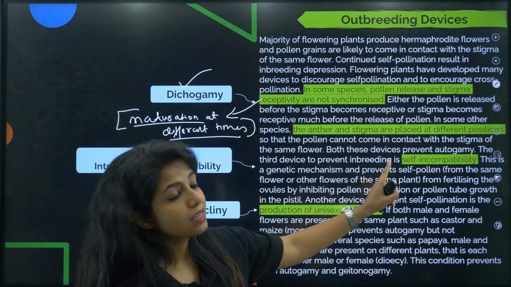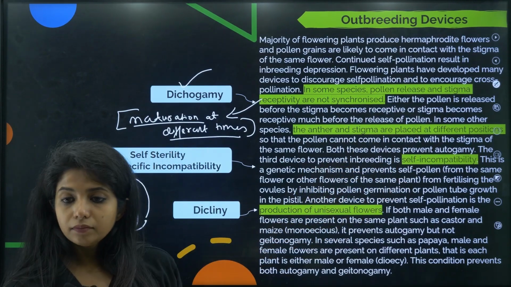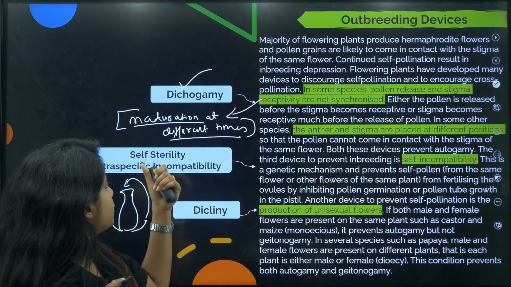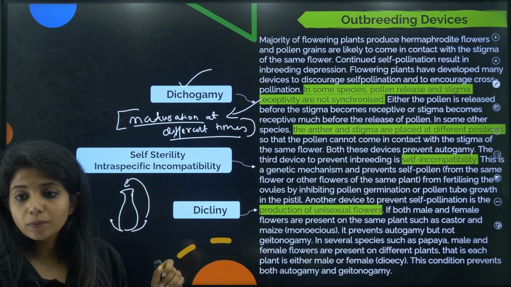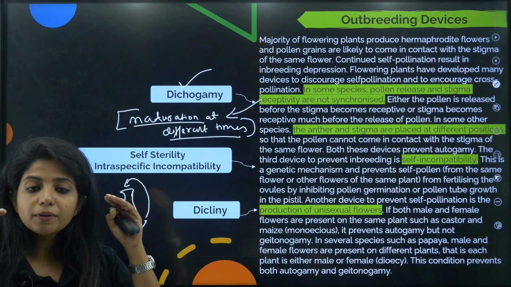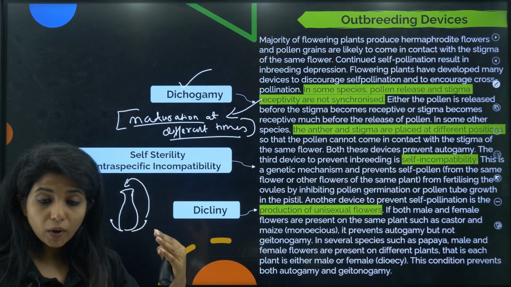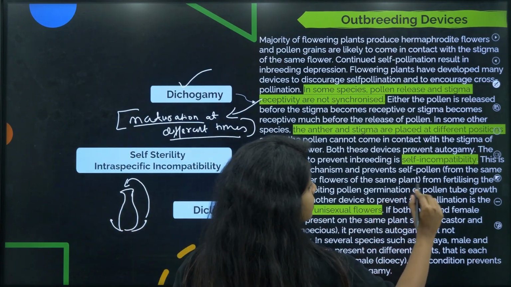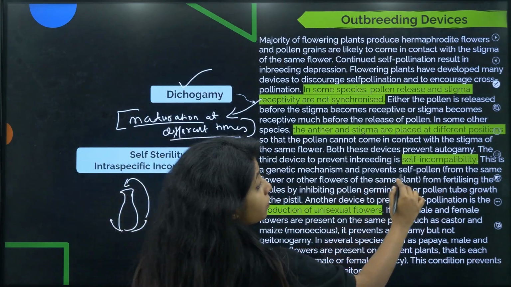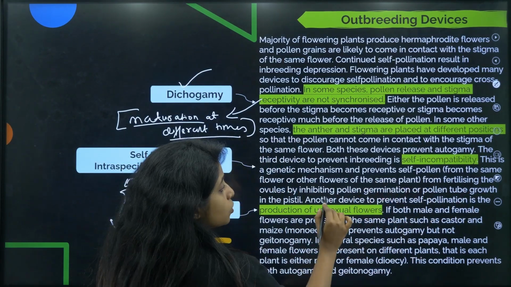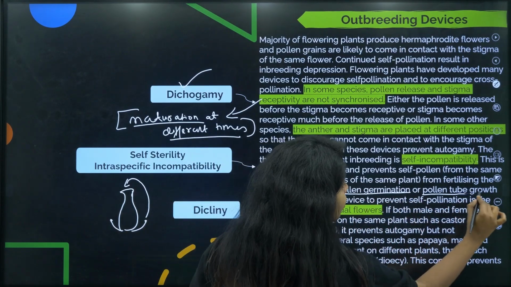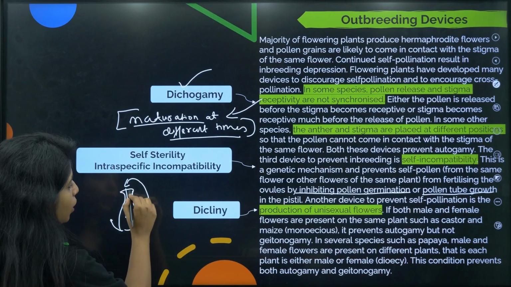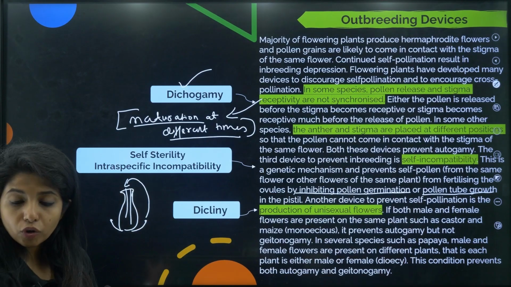Now the third thing is self-incompatibility. I already told you, this is a genetic mechanism. You call it self-sterility or interspecific incompatibility as well, in which the pollen pistil interaction does not take place, which is why the pollen tube formation would not take place. So over here they have written exactly like this: this is a genetic mechanism and prevents self-pollen from fertilizing the ovules by inhibiting pollen germination or pollen tube growth. So pollen cannot germinate. Without germinating, can they form the tube? No. So pollen germination and pollen tube formation, everything is stopped.